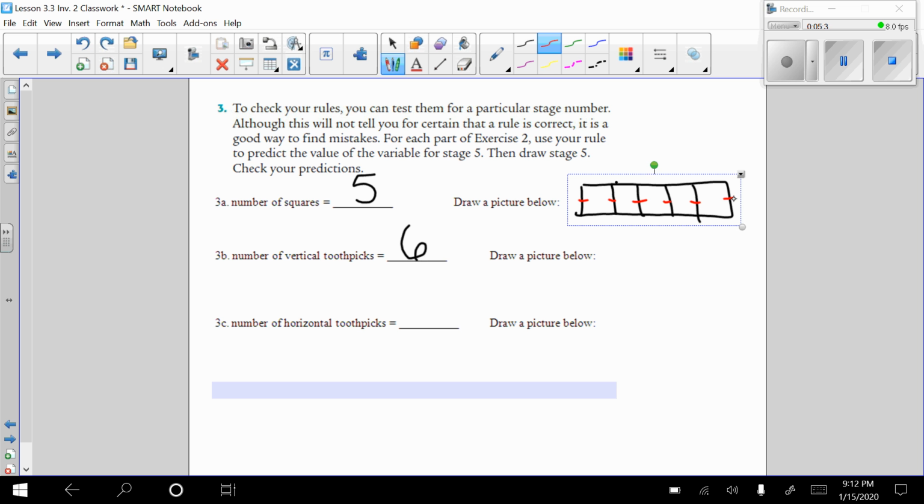The number of horizontal lines, I said the rule was the stage number times 2. Well, if the stage number is 5 times 2, it should be 10. Let's go ahead and check that one as well. 1, 2, 3, 4, 5, 6, 7, 8, 9, 10. Yep, that checks out.